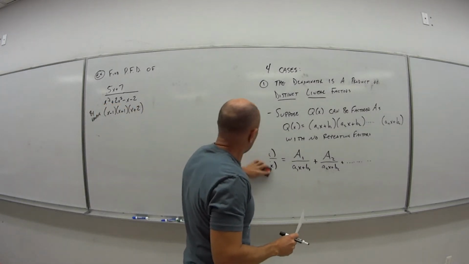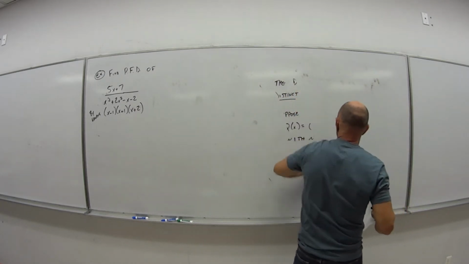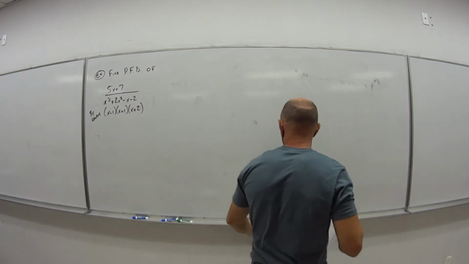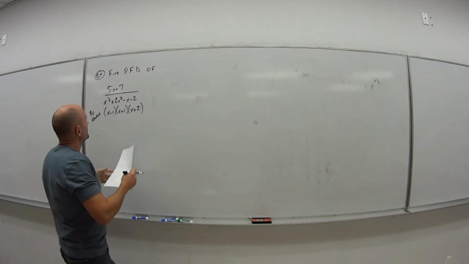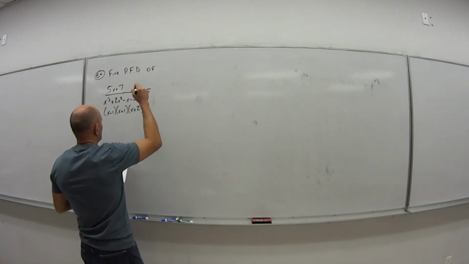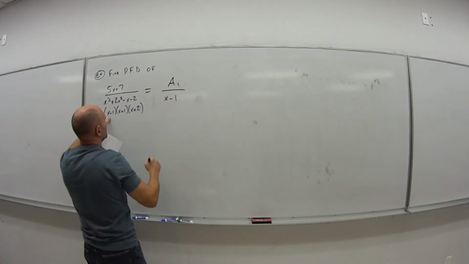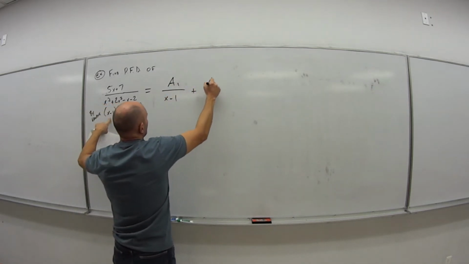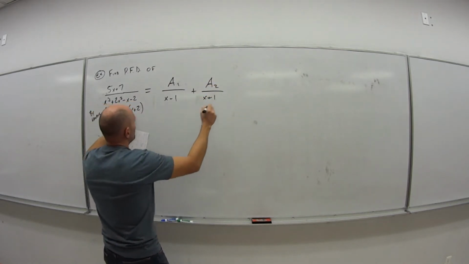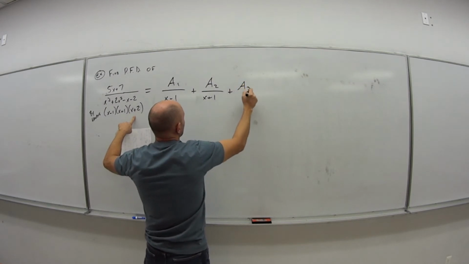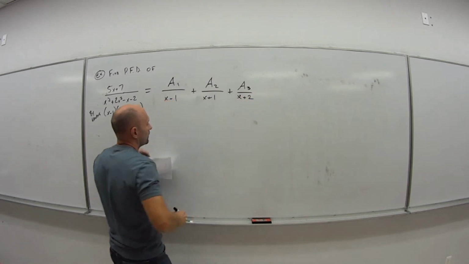I'm going to erase this so I have plenty of room to write here. Off of what I erased, I can rewrite my original as some A1 over one of the factors, x minus 1, plus some A2 over the second factor, x plus 1, plus A3 over the last factor, x plus 2.